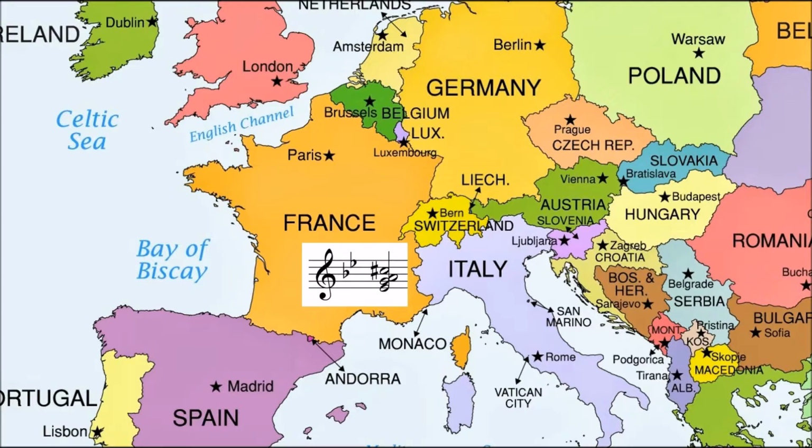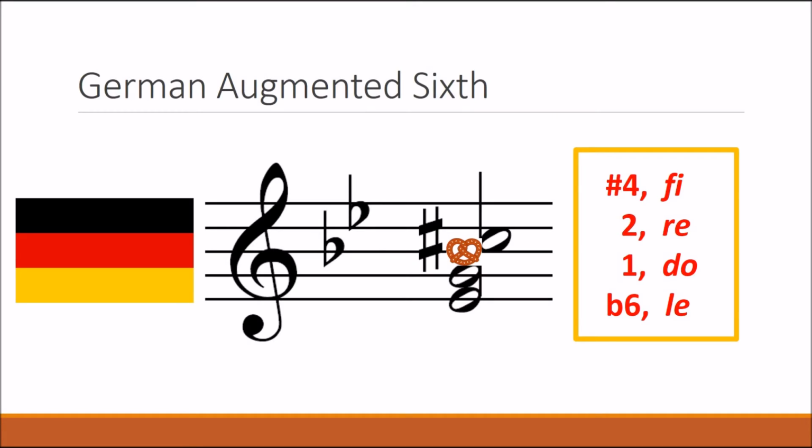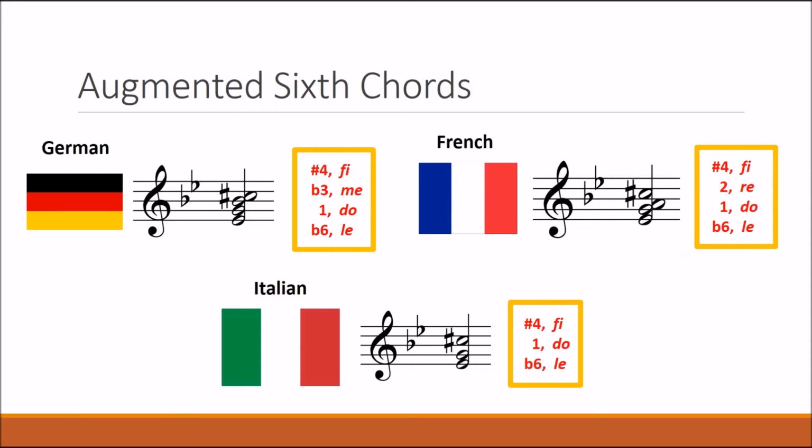However, we aren't quite done here. The German augmented 6 is built just like the Italian augmented 6, but with an added flat 3 scale degree, or me. It sounds very similar, but still different than the other two. To me, it has an even fuller and richer sound. So these are the 3 types of augmented 6 chords.